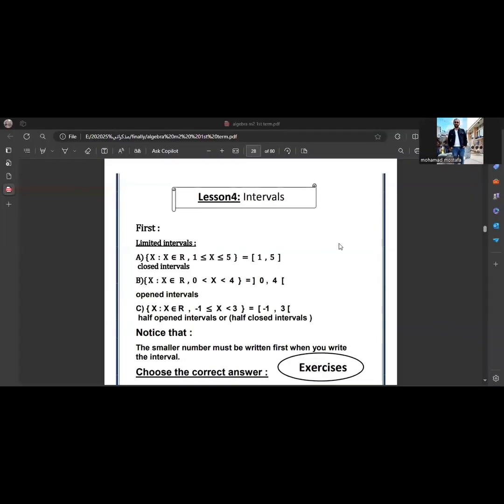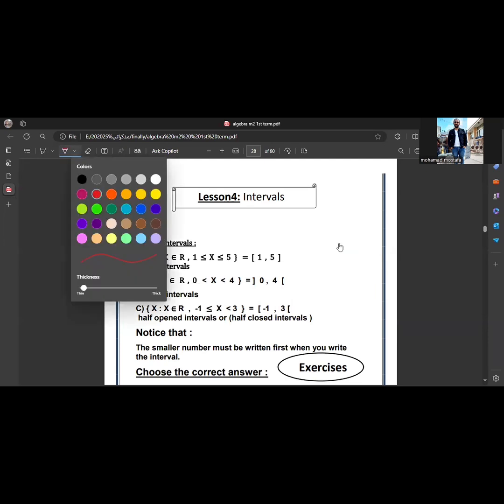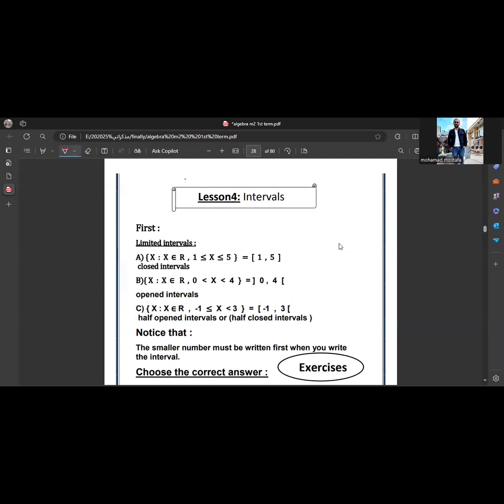Middle 2 or Grade 8. We'll speak today about intervals. First, what's the meaning of interval? If I say I go to work from 2 o'clock to 5 o'clock, how can I write it in math?